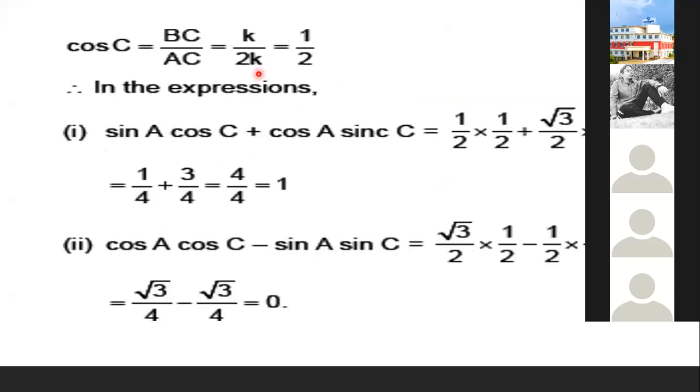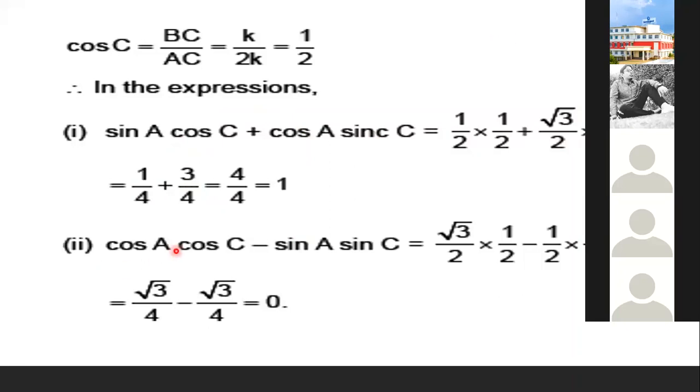So we got sin A is 1 by 2, cos C is 1 by 2, cos A is root 3 by 2, and sin C is root 3 by 2. So 1 by 2 into 1 by 2 is 1 by 4. That is 3 by 4, root 3 into root 3 is 3 and 2 twos are 4. So these two are like fractions. So add both, we are getting 1.